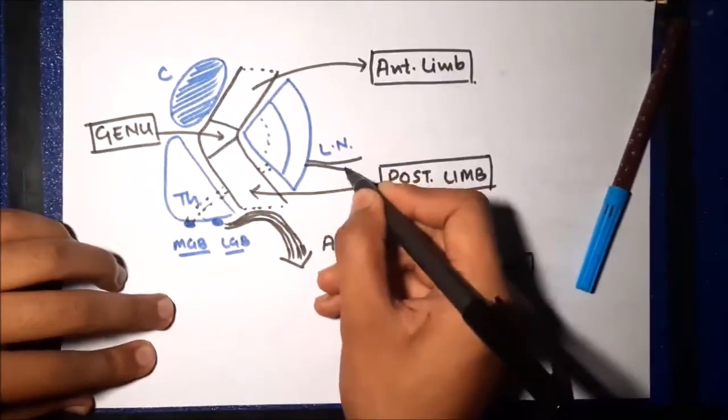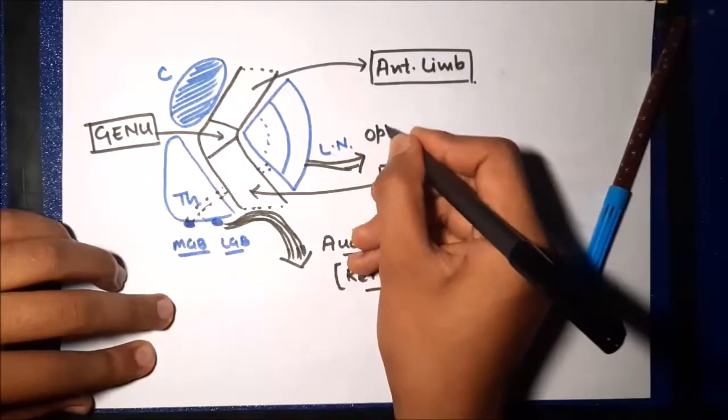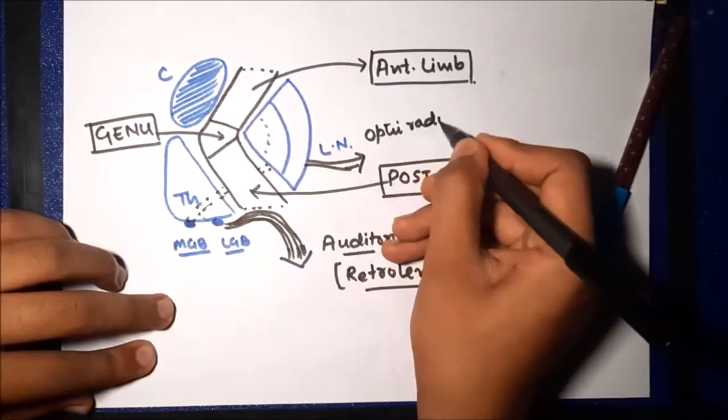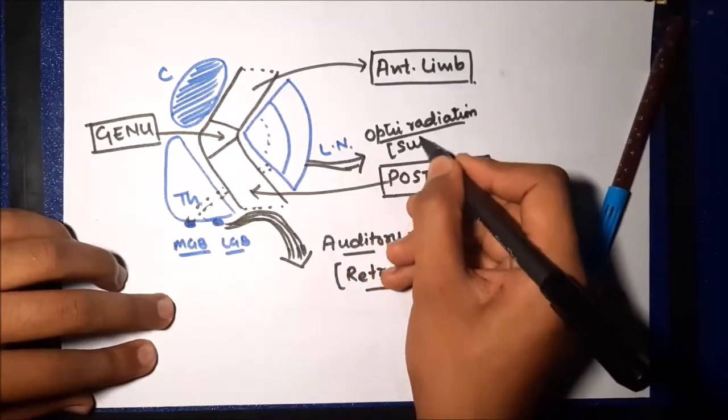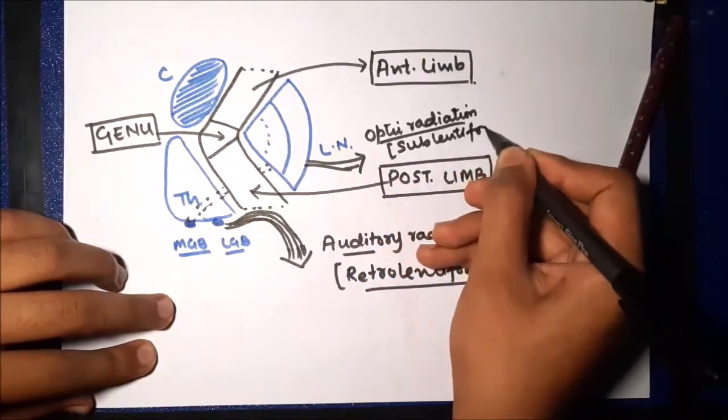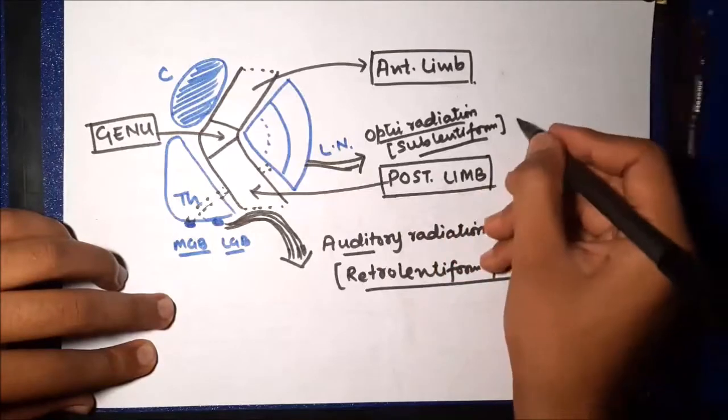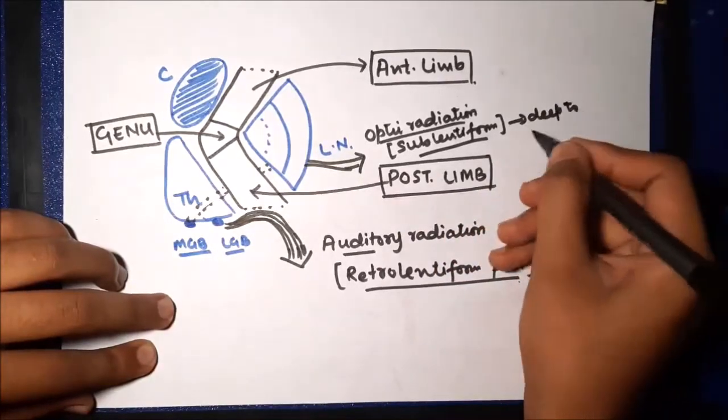Similarly, from the medial geniculate body, some fibers arise which go deep to the lentiform nucleus and they form optic radiation. So this part is called as the sublentiform part. That means this part goes deep to the lentiform nucleus. This is called as sublentiform part of the internal capsule.